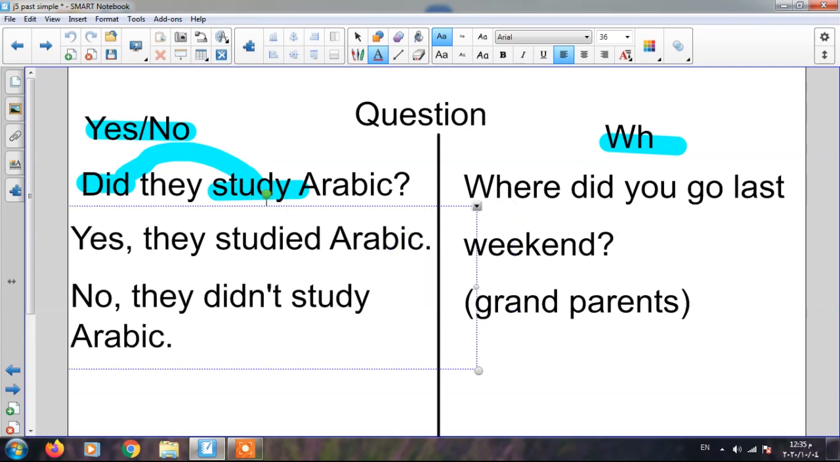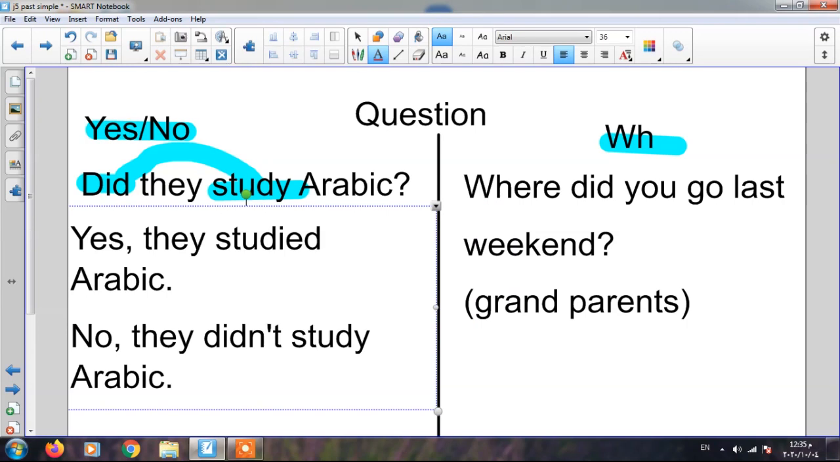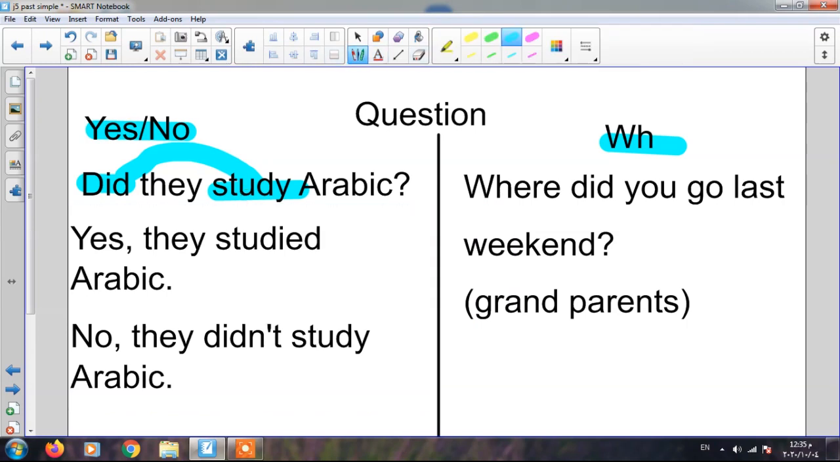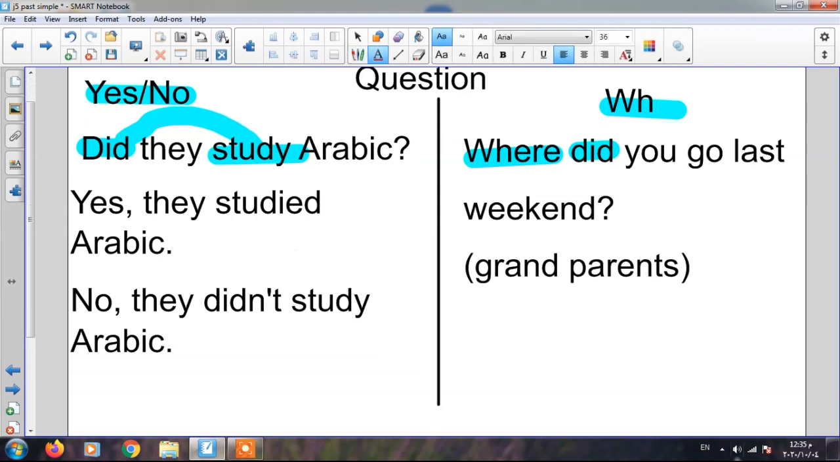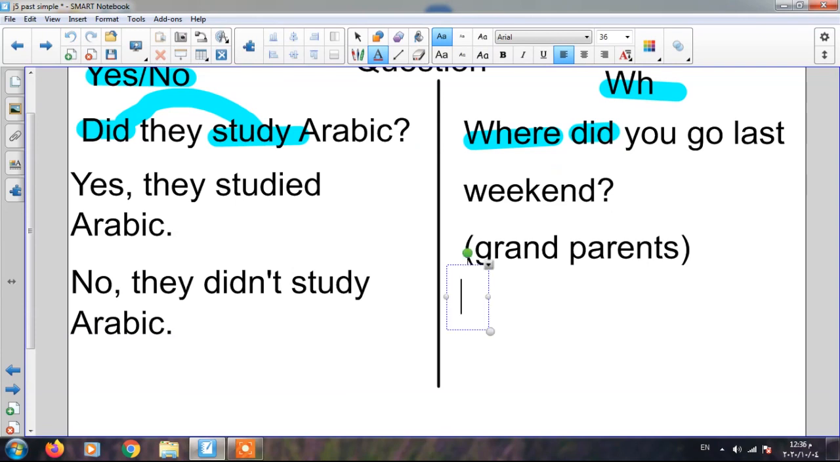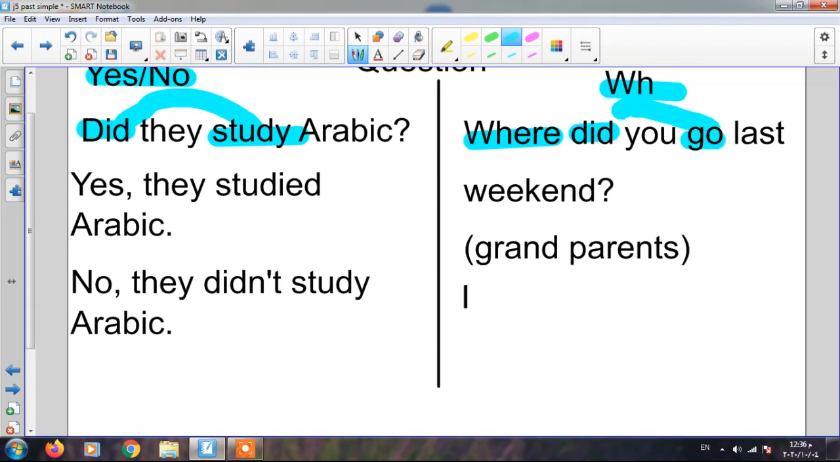Now let's move on to WH questions. In a WH question, we said before that I have to start with a WH word, like where, what, when, why, and after it, be careful, we must put the helping verb. So for example, where did you go last night? And we have here grandparents. So this is not a yes and no question, so I cannot answer with yes or no. I have to answer with an affirmative sentence. You in the question will be I in the answer. Now be careful. I said, where did you go? So I have go and I have did. That means I have to change the verb to the past.